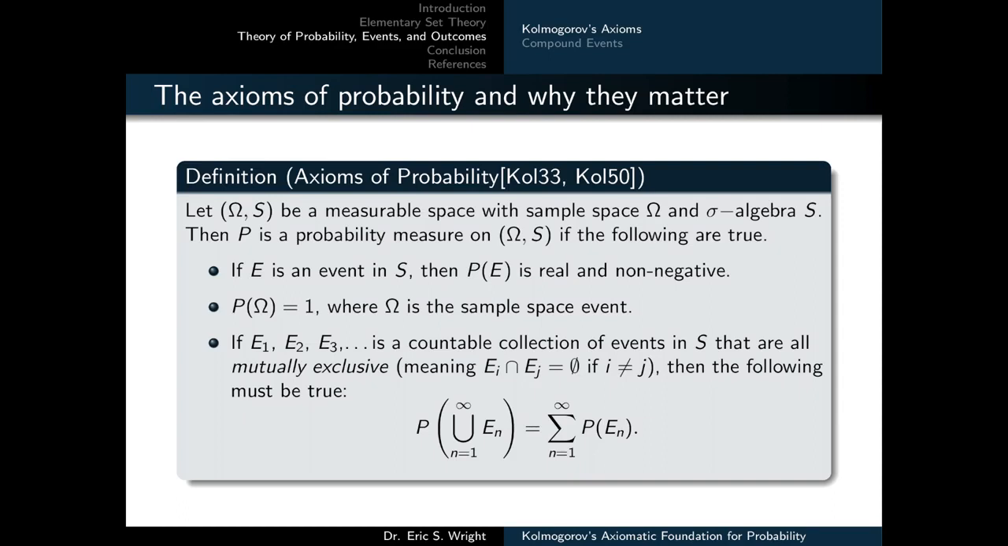Then if you form the union of those events and assign a value to that union using the probability measure, then that value should be the same as what you would have gotten if you had assigned values to each of the individual events and then later added them together. This property is known as the special addition rule.